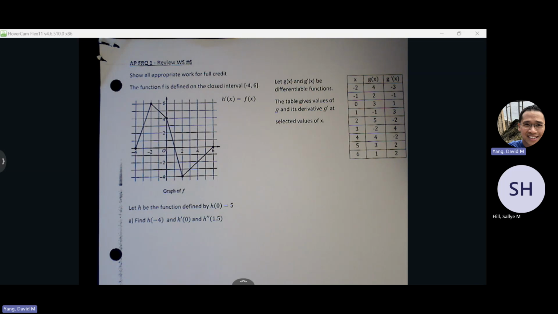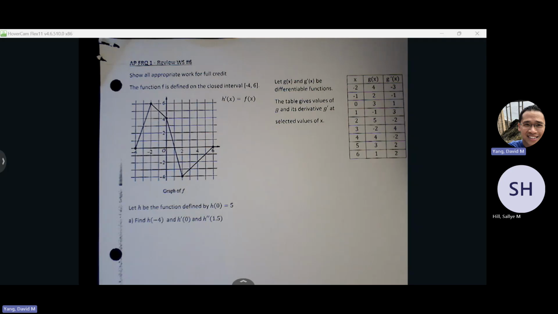And on the test, are we going to have any h double prime graphs? No, it'll be h prime. Same thing on the AP exam. I was kind of worried about that because we didn't do any of that.